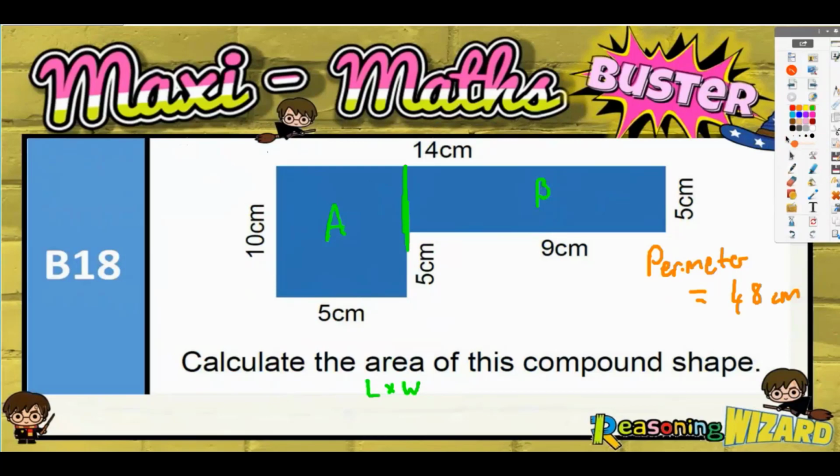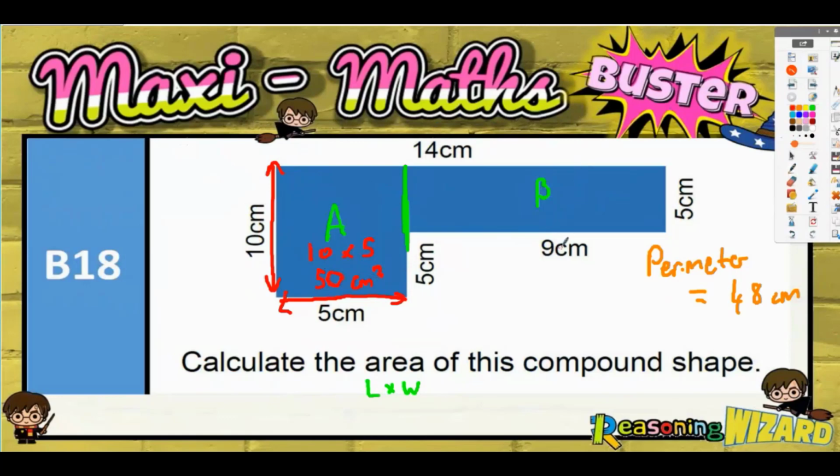So for rectangle A, the length times the width, let's make sure we get the right numbers. So we've got a length that way and a width going that way. So that's going to be 10 by 5. So for rectangle A, it's 10 by 5, which is going to be 50 centimeters squared.